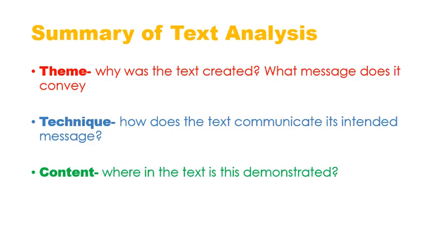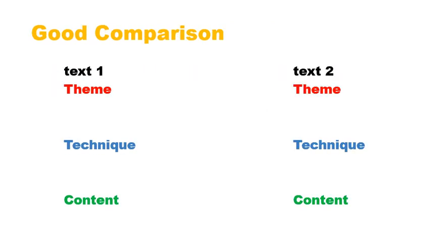Now, when it comes to looking at two texts, we need to follow a similar process. The difference is we need to know the theme, technique, and content for both texts. This is what it might look like on a really basic level. Okay, here we've got a theme, our text 1 and text 2, and we've identified themes, techniques, and content in both of them. We're not just thinking on the surface.